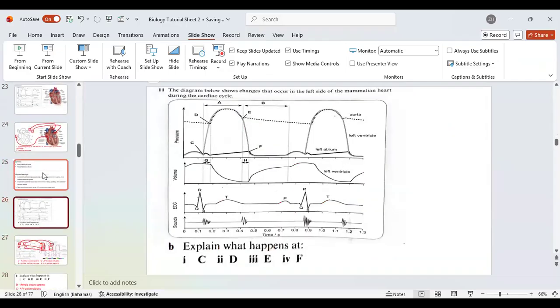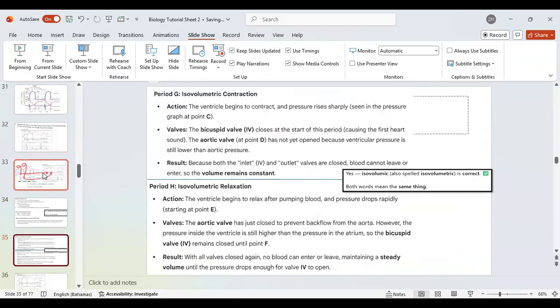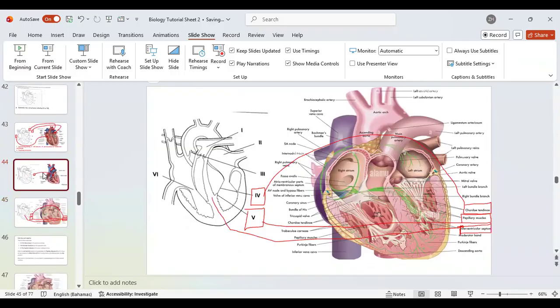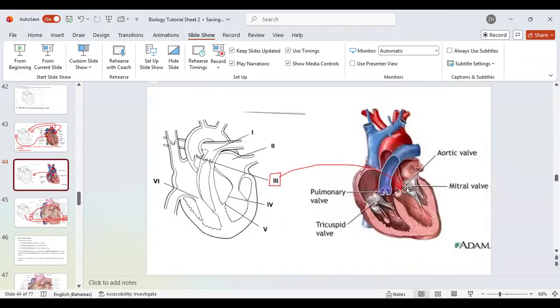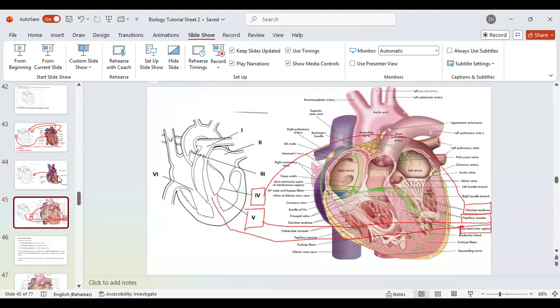So let's see if we could find the aortic valve here. I should have a picture of the aortic valve. Okay, so this is the aortic valve. This is it right there. This is a very good picture. This is the aortic valve right there. Let me see if I can find another picture of it.